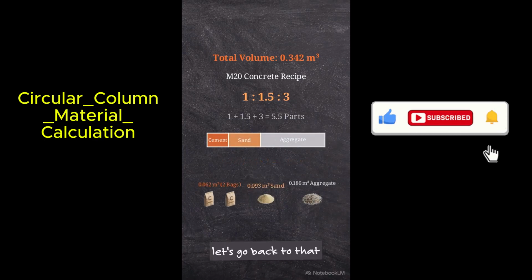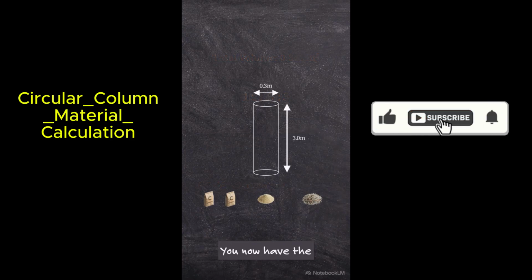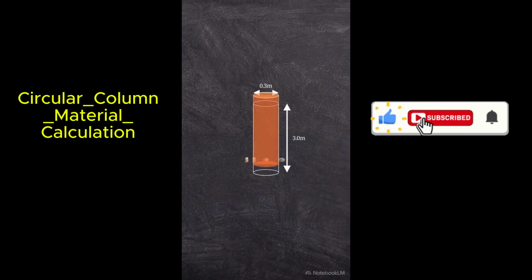So let's go back to that exact 3-meter circular concrete column from your original starting blueprint. You now have the exact material breakdown to mix it, pour it, and build it perfectly on the very first try.